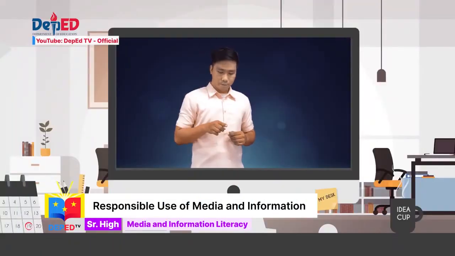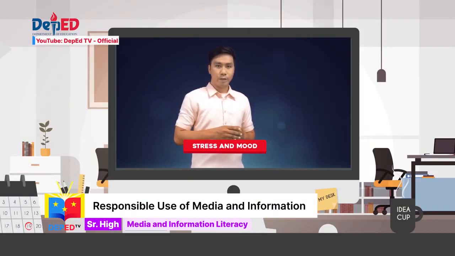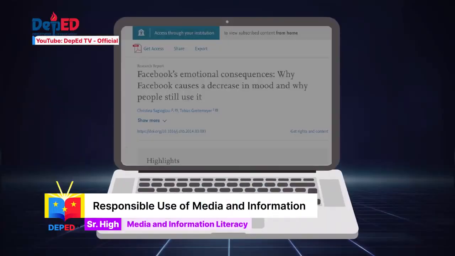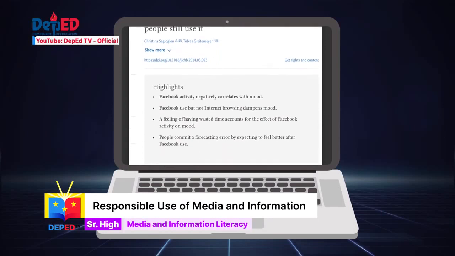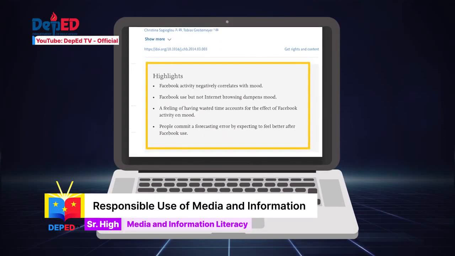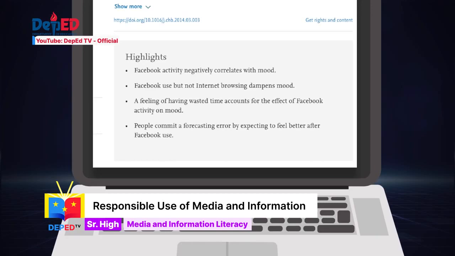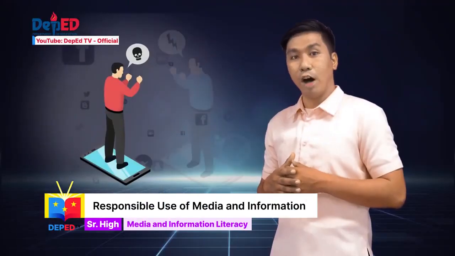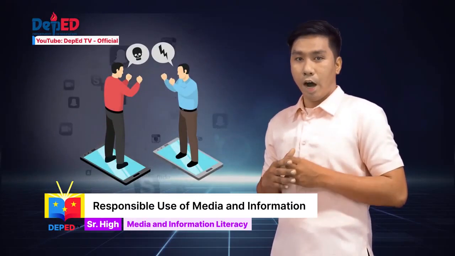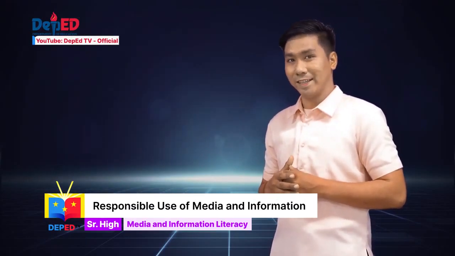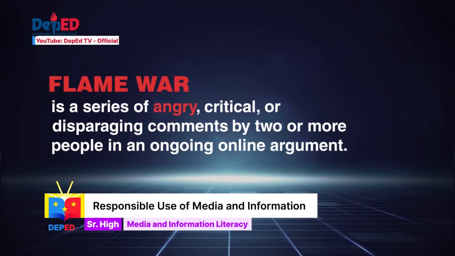Number 3. Stress and mood. Frequent engagement on social media can also affect your stress levels and mood. In the 2014 study of Cristina Sagiulo and Tobias Greatmayer, they found out that the longer people are active on social media, the more negative their mood is afterwards. Negative online interactions such as flame wars are correlated to rates of anxiety. A flame war is a series of angry, critical, or disparaging comments by 2 or more people in an ongoing online argument.